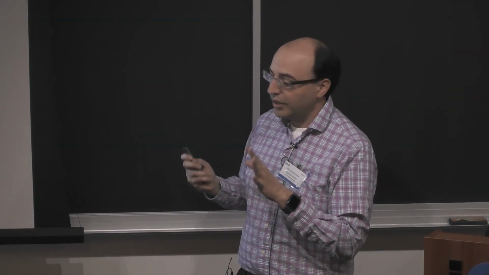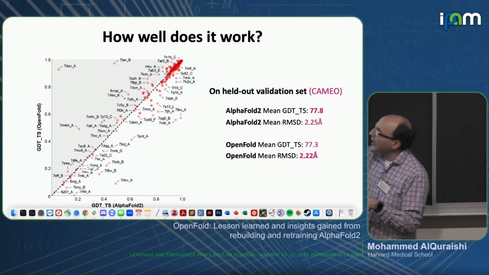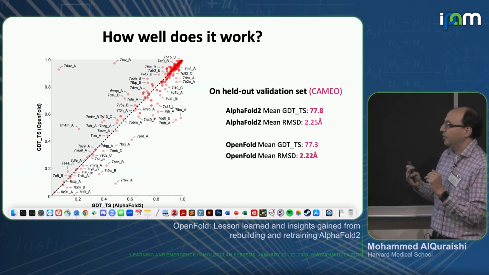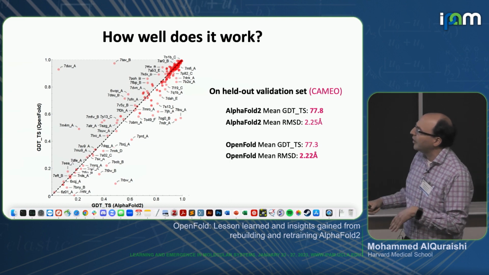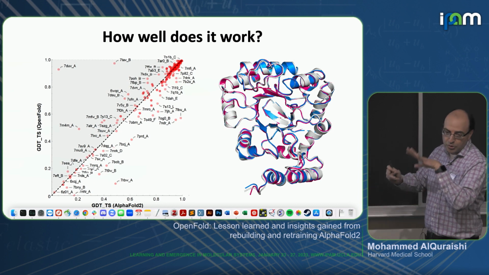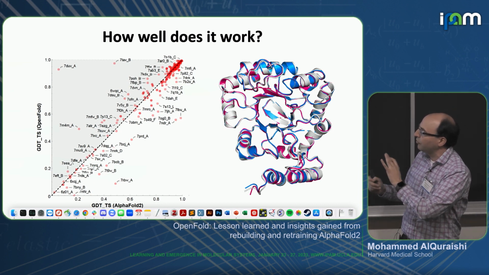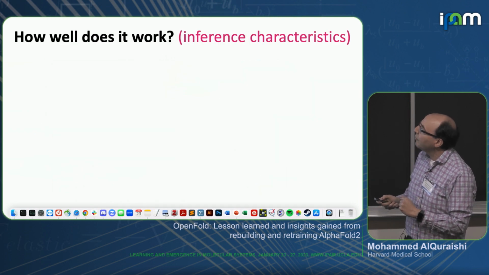So let me just start out by showing how well it does work, which is that it works quite well. This is a scatter plot showing OpenFold versus AlphaFold. This is a completely freshly retrained version of OpenFold from the PDB on a held-out data set. And essentially, they're equivalent. And here you see a superposition: the white is the ground truth structure, the blue is AlphaFold, and the pink is OpenFold. And they essentially all give you the exact same answer.